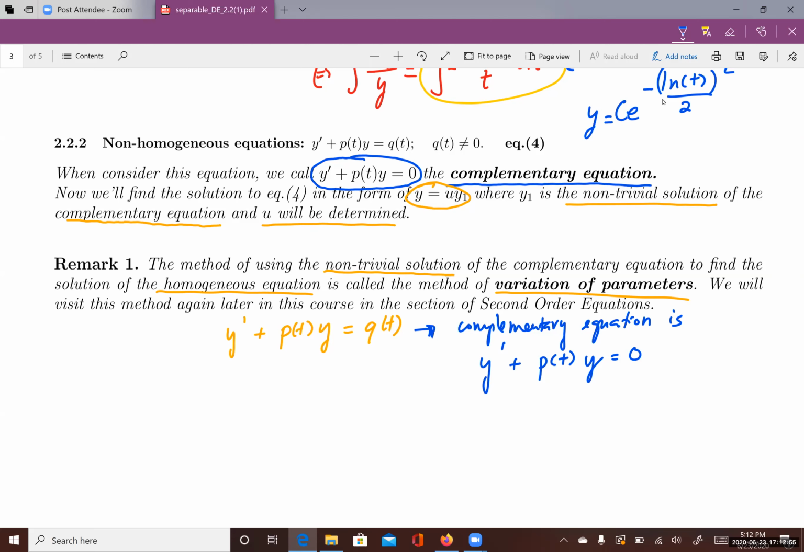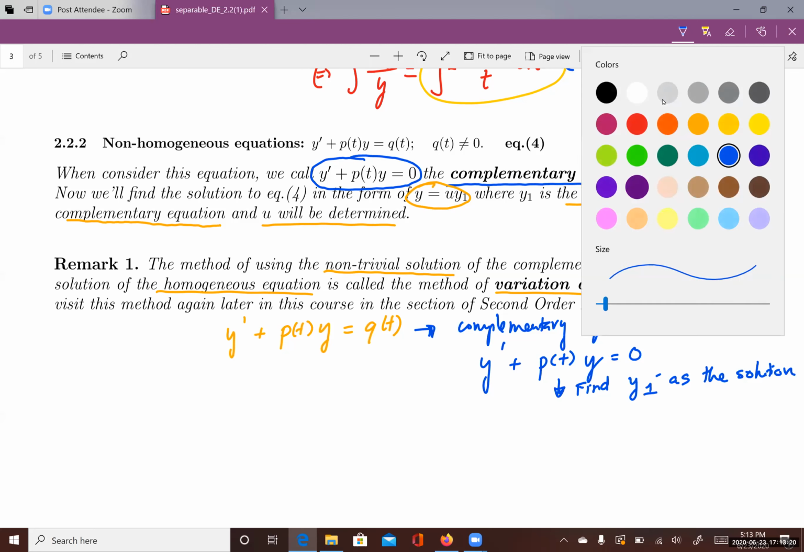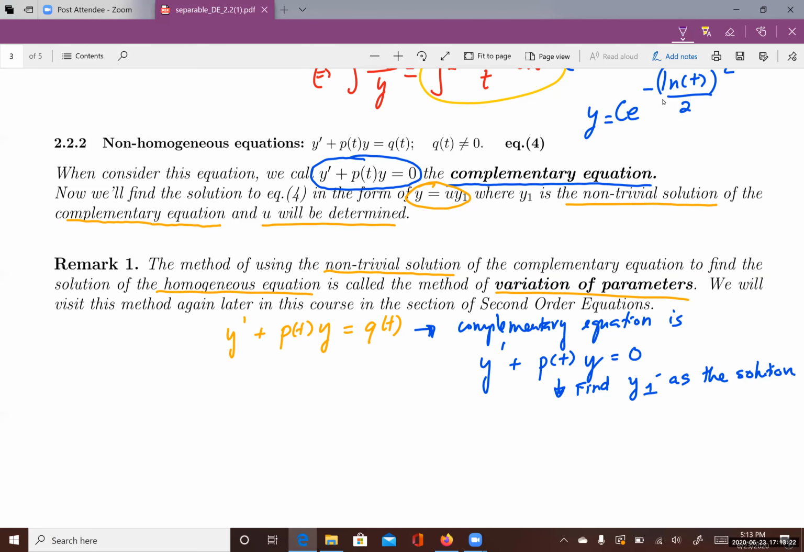Okay, and then we find the solution y1 as the solution for this complementary equation. Okay, and then the next step is we want to find y in terms of y1, and we take u times y1.